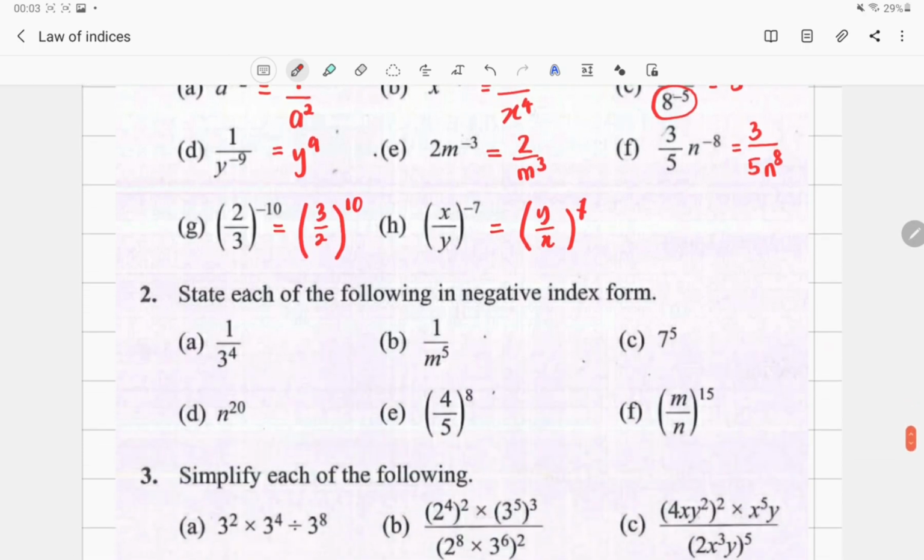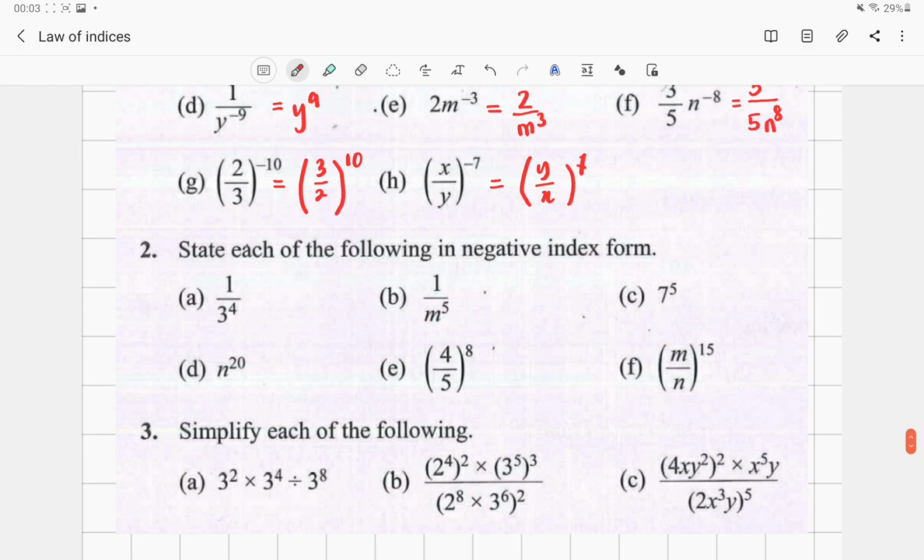Now we look at question 2. State each of the following in negative index form. You just bring up the positive index, so it will be 3 to the power of negative 4. Here is m to the power of negative 5. For question E, we reciprocal the fraction, 5 over 4 to the power of negative 8.